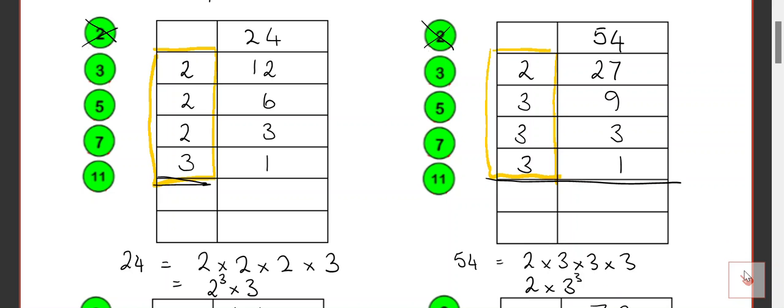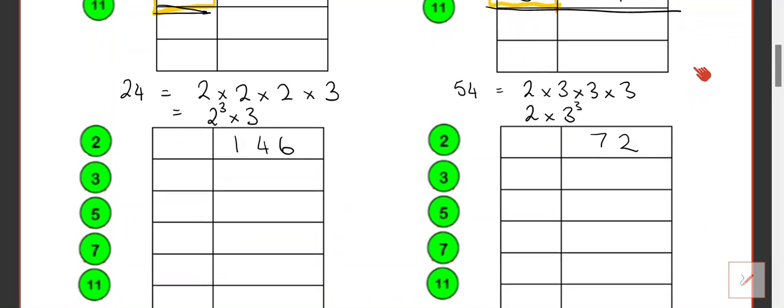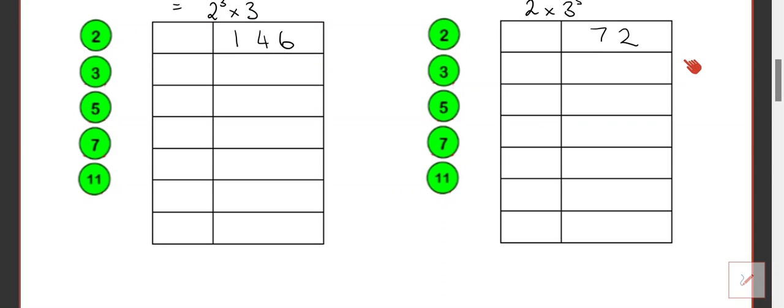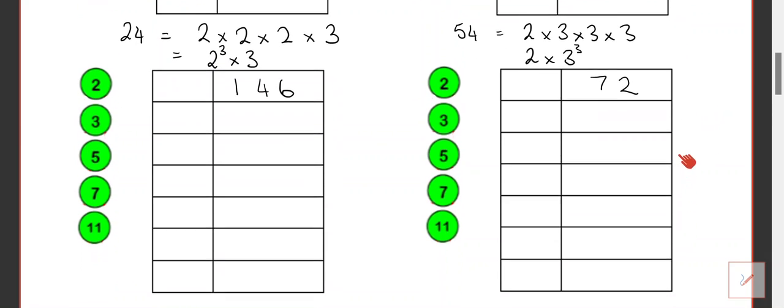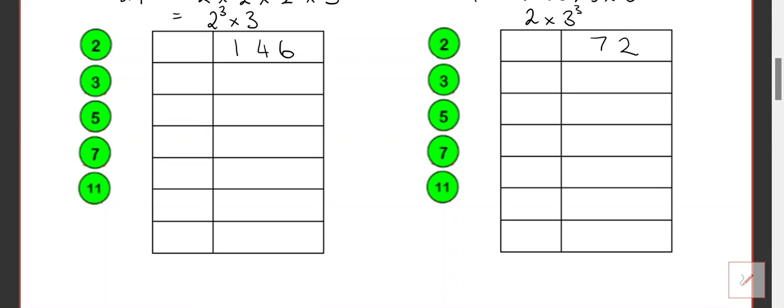Yeah, what I said, guys, I've given a couple more bigger numbers. Go for it. So this next one, 146. What goes in? 2.